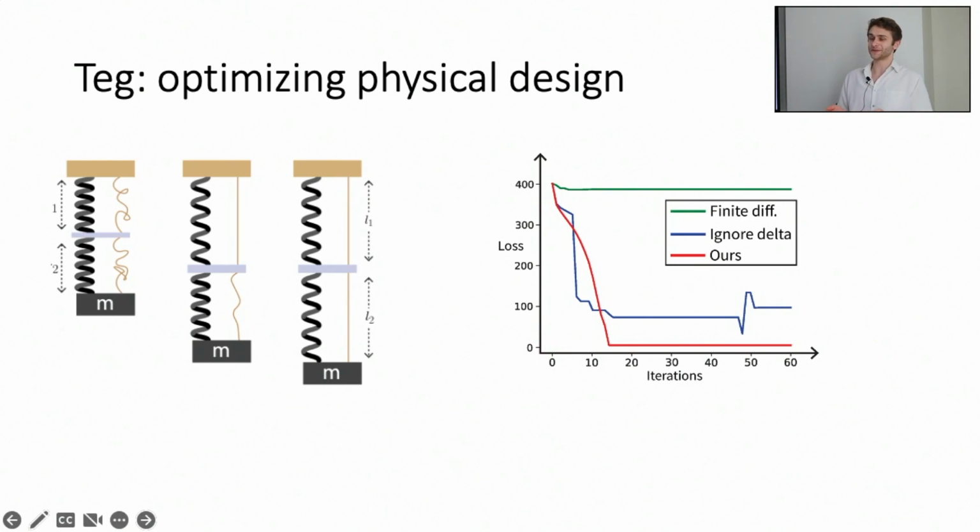We find that the optimization of spring constants and string lengths using TEG works better than both finite differences and ignoring the contribution of the parametric discontinuities. Interestingly, accounting for parametric discontinuities makes the optimization landscape smoother and convergence is faster.